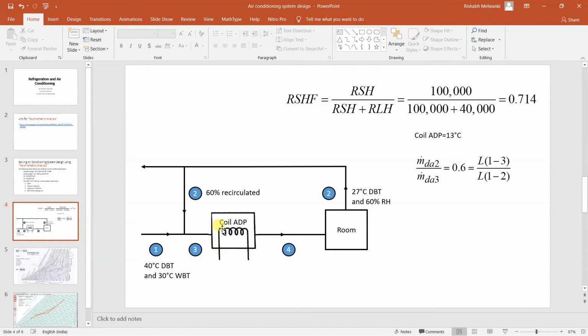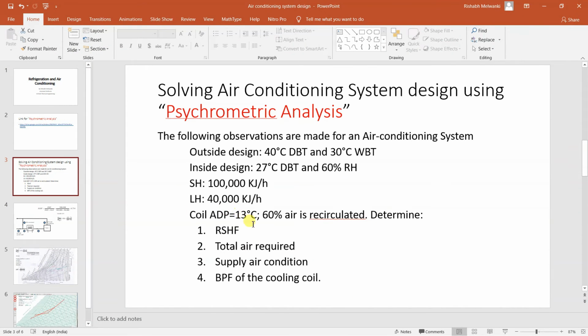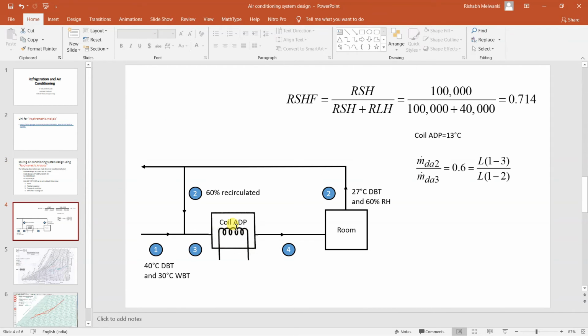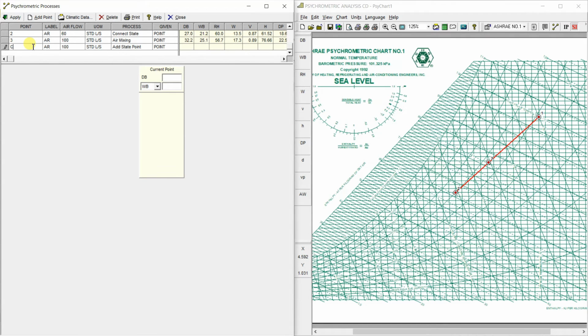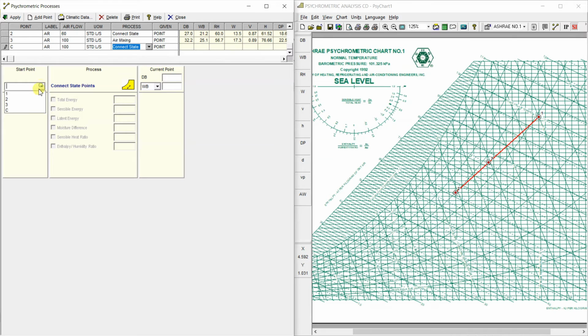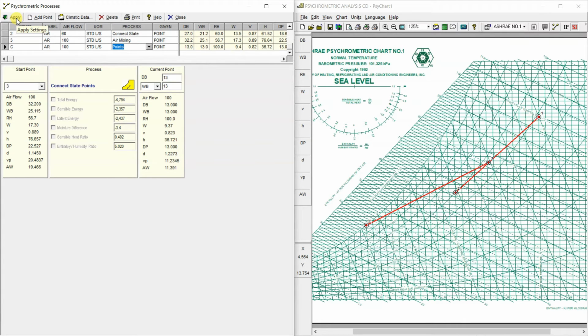is coil ADP. Coil ADP temperature is given as 13 degrees Celsius. So we have to join 3 with coil ADP, which is 13. So add point coil ADP, C. Now this we have to connect. So go to process and connect state point 3. Dry bulb temperature will be 13 and wet bulb temperature will also be 13. Okay, it is on saturation curve. So click apply. Okay, so we have drawn 3C now.